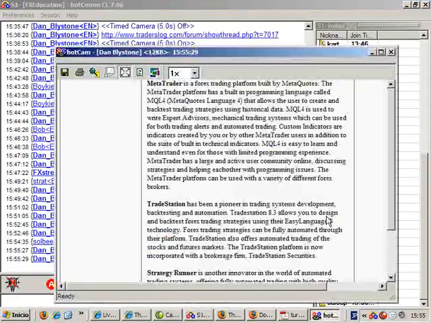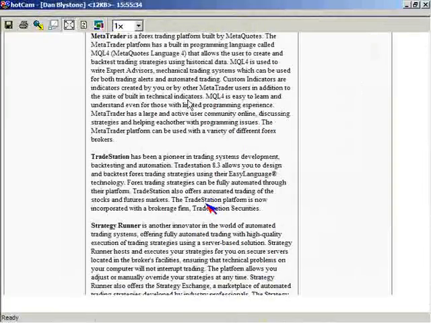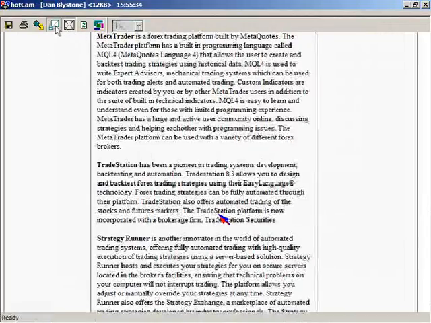TradeStation has long been a pioneer in trading systems development, backtesting, and automation. I think these guys were kind of the big name in the late 90s. They were really the first guys out there doing automation of trading systems.